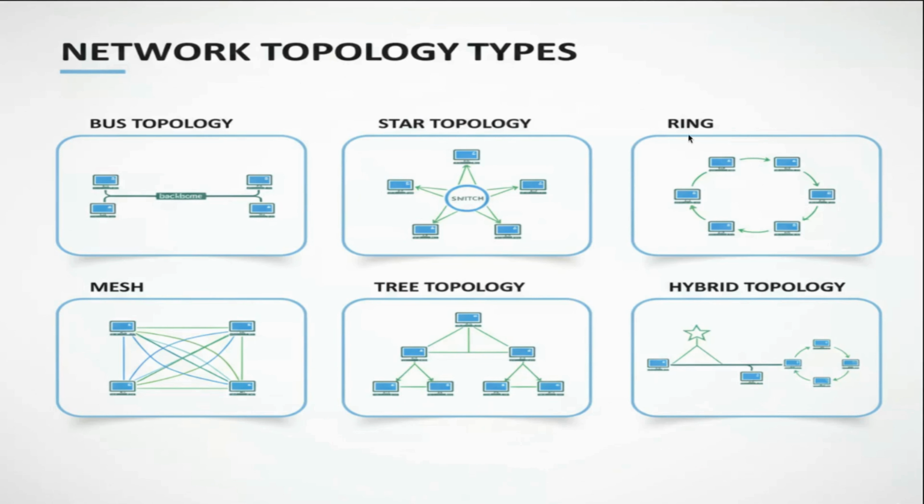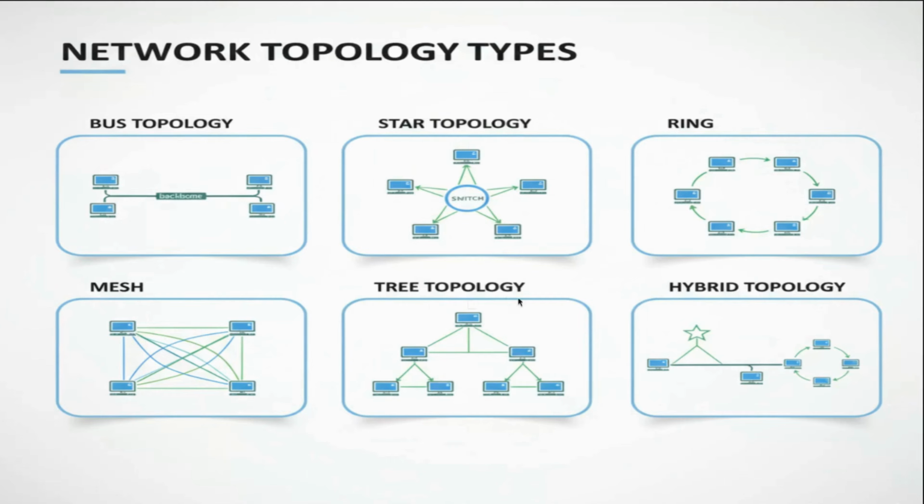And next, the ring topology. In ring topology, each device is connected in a circular form. Data travels in one direction around the ring in the entire network. If one device fails, it can affect the entire network. And next is mesh topology. In mesh topology, all the devices are connected to each other, and communication can be done from one device to any other device connected in the network.